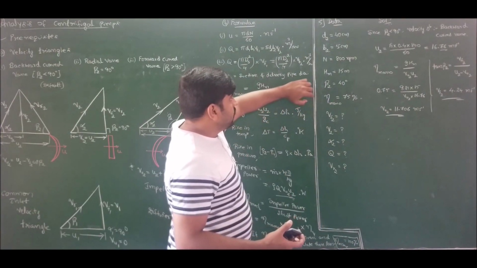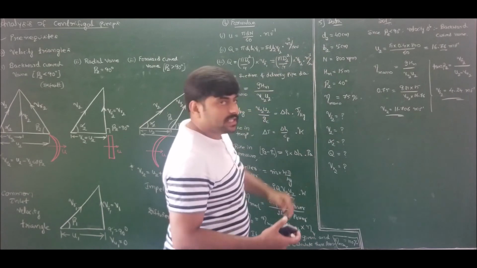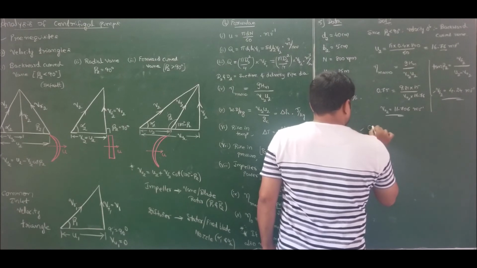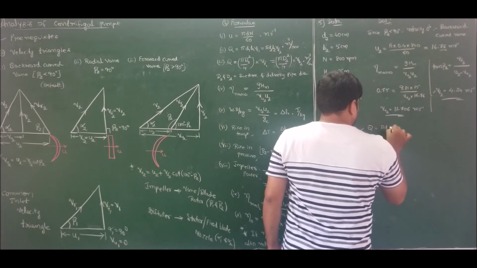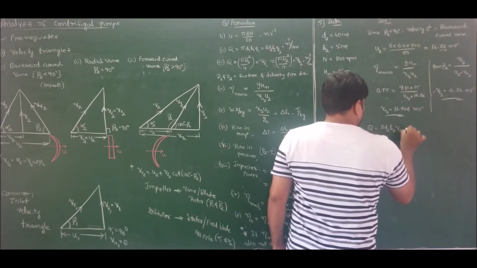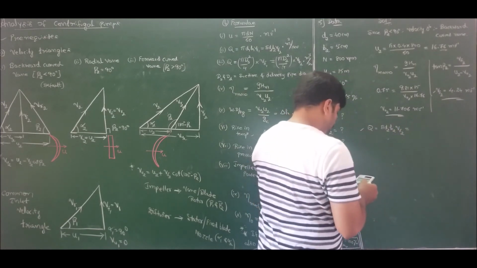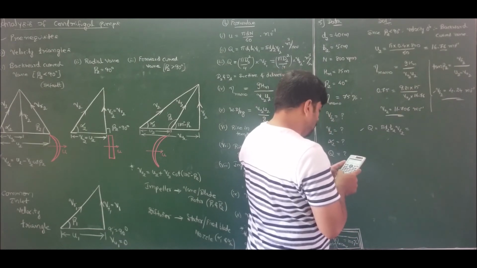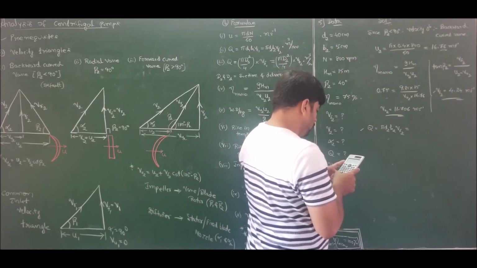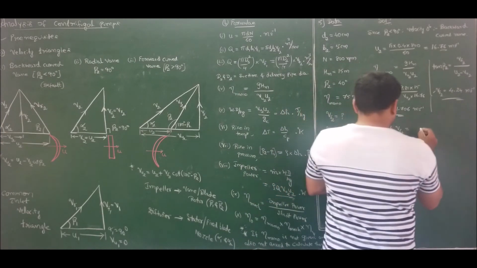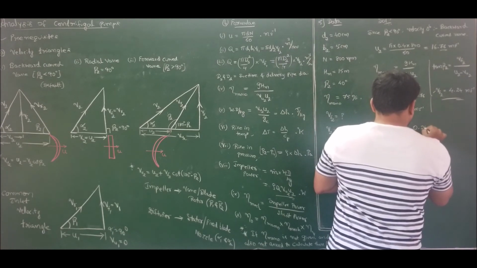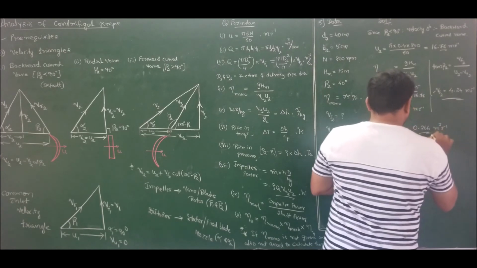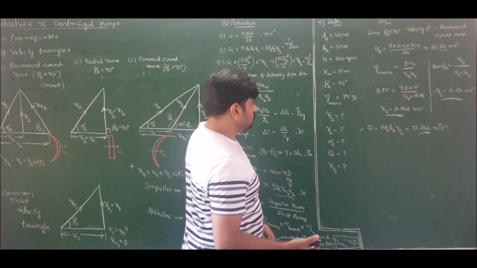Now, since I know the value of VF2, D2 and B2, I can find the discharge. So moving for discharge, Q is equal to pi D2 B2 VF2. Hence discharge will be pi times D2 is 0.4, B2 is 0.05, into VF2 is 4.24. Hence discharge is 0.266 meter cube per second. So I have found out the discharge also.